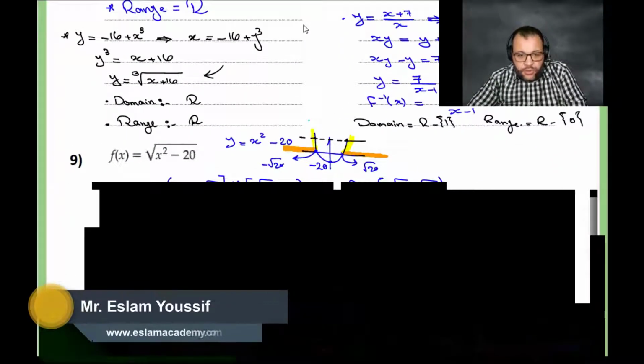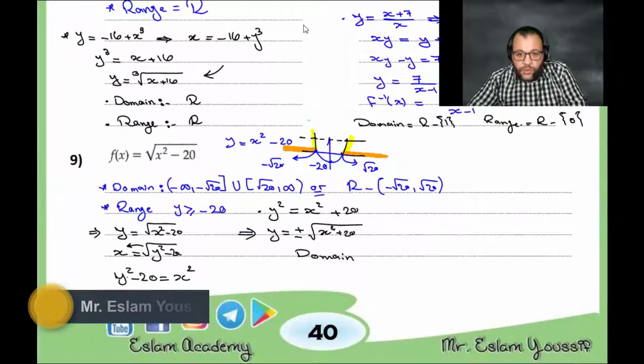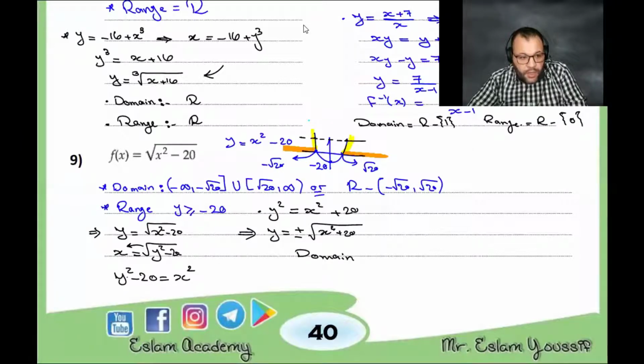Today, inshallah, we'll start with chapter 2, but there is only one point I need to revise. Question number 9. There was a mistake last session when we solved this question. How do we find the domain for this one? Just take the expression under the square root, then say it's more than or equal to 0. Any problem for the domain?